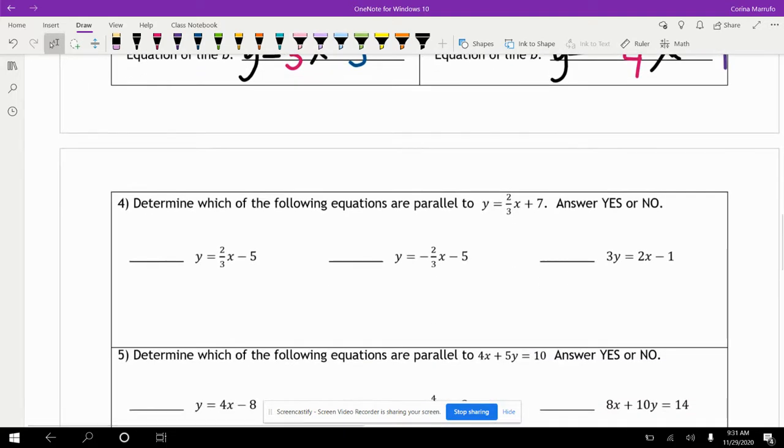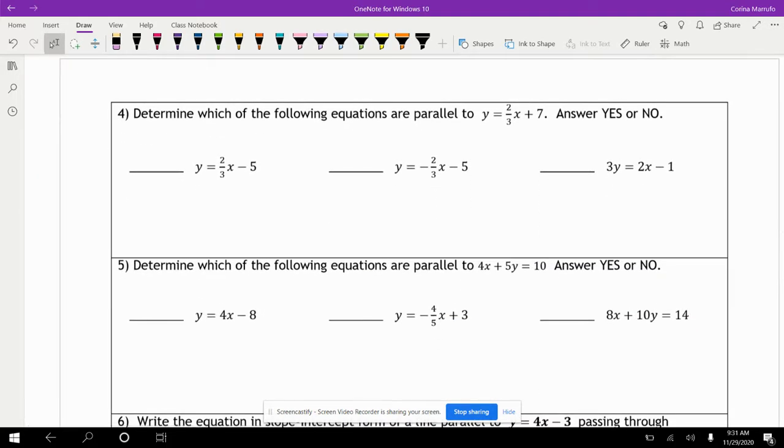It should have been plus. All right. So here it says determine which of the following equations are parallel to y equals 2/3 x plus 7. Answer yes or no. Okay, so first, if we are looking for a parallel line to this one, we have to identify the slope. So the slope is the number being multiplied with the x. And we're going to go ahead and compare it. So we're going to look at the first one. And here we do see a 2/3 here. So this is going to be a yes.